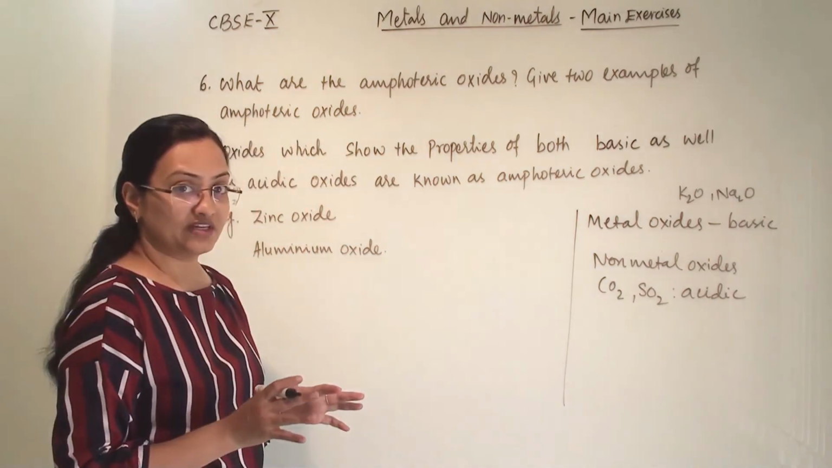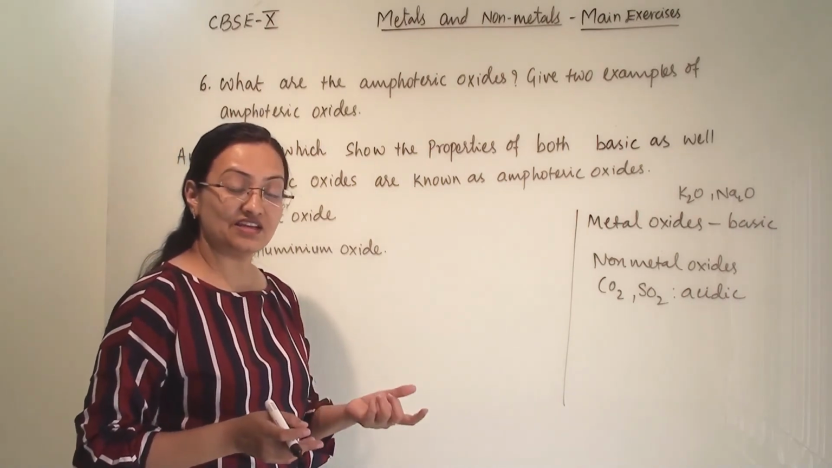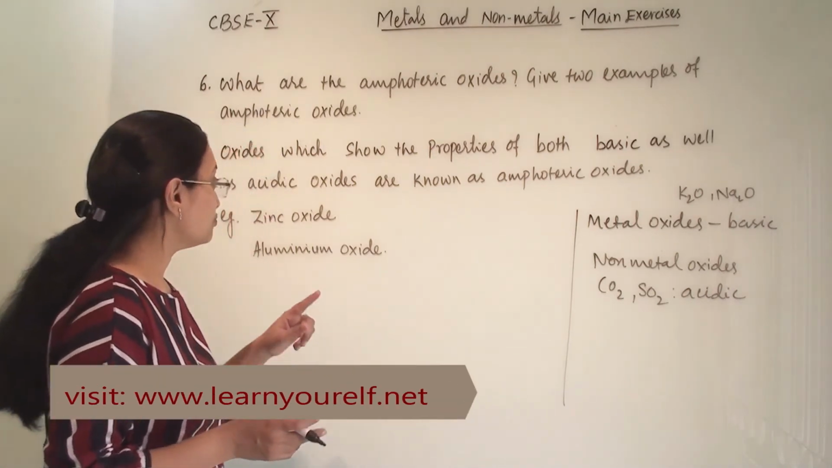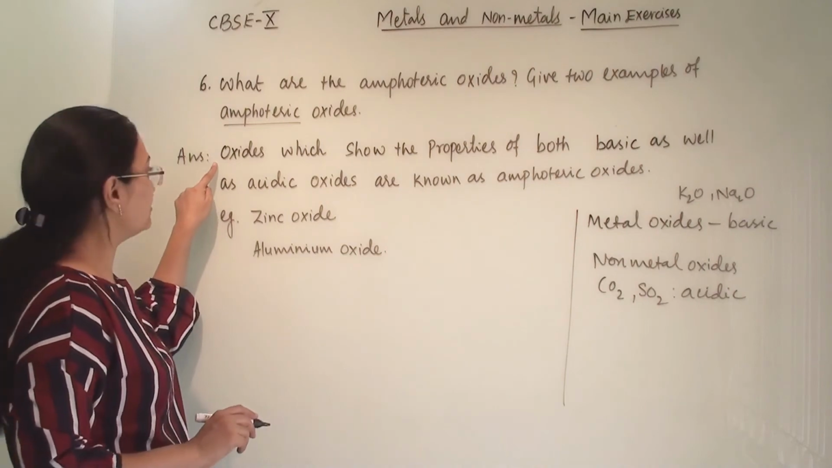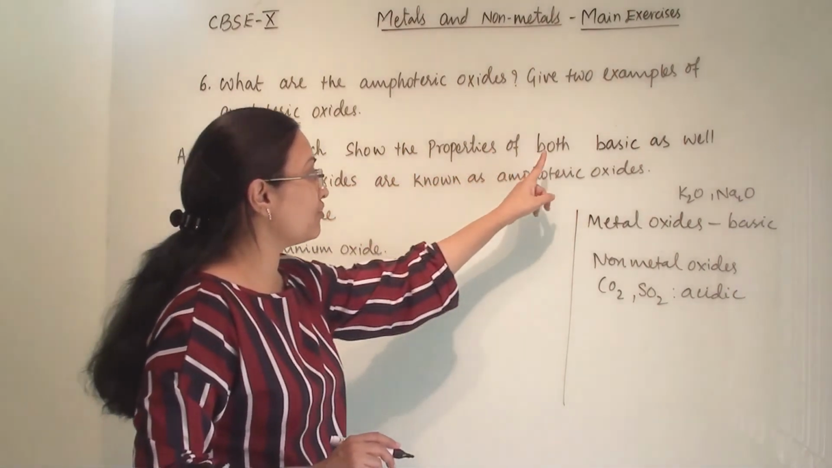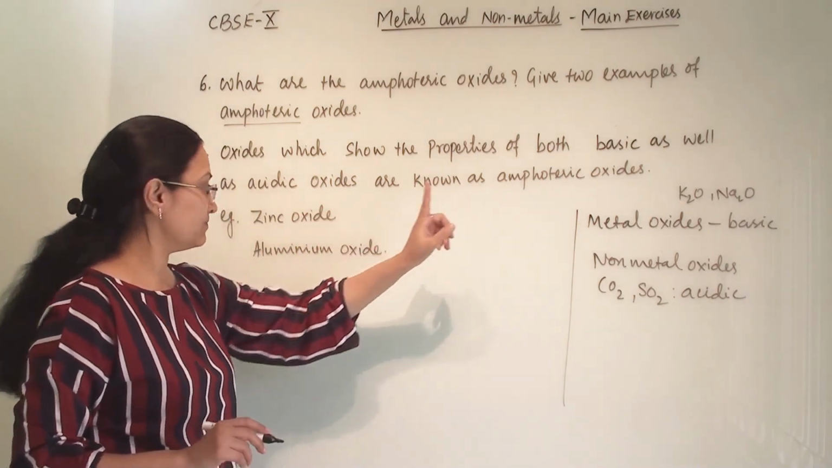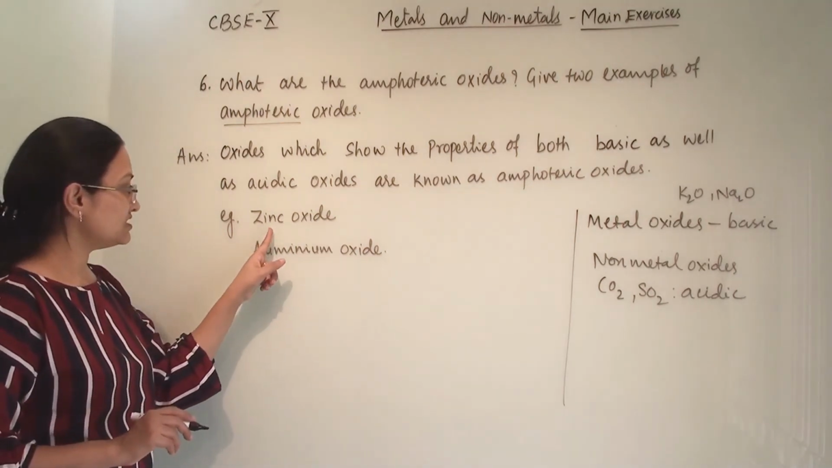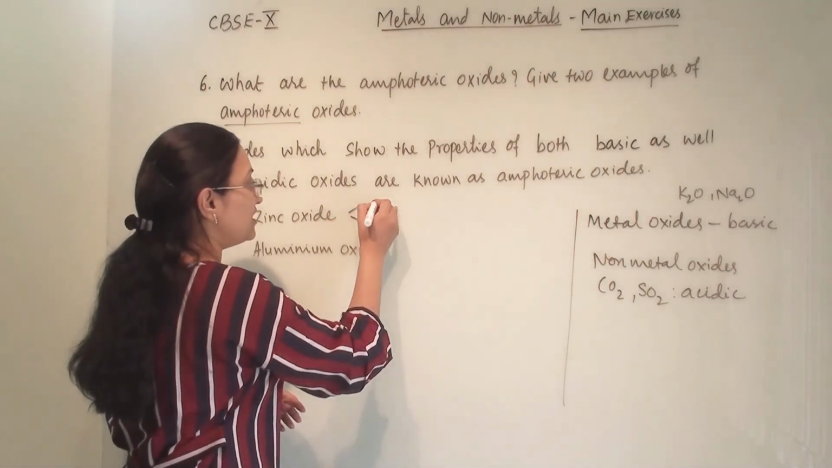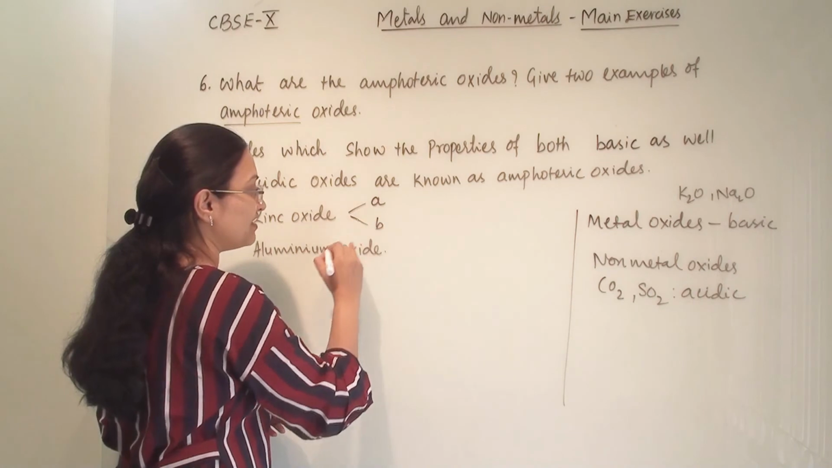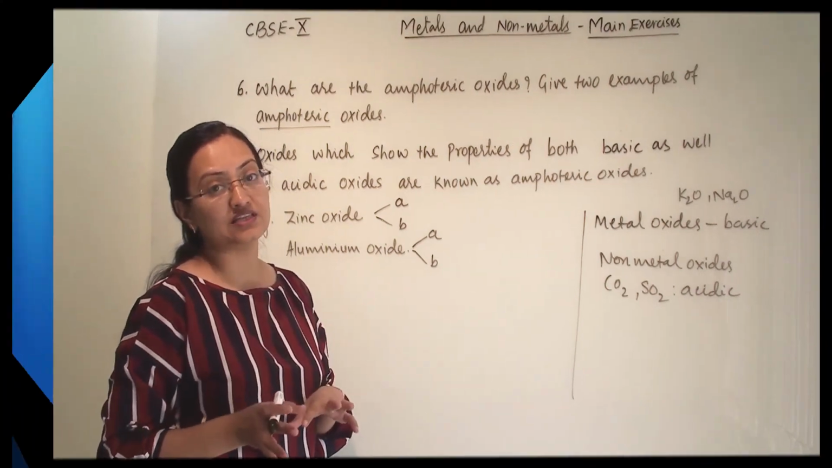But some of the oxides show properties of acid as well as base. They are acidic in nature as well as basic in nature. Those kinds of oxides are known as amphoteric oxides. So what is the definition? Oxides which show the properties of both basic as well as acidic oxides are known as amphoteric oxides. What are examples of those oxides? Zinc oxide and aluminium oxide are amphoteric oxides. That means they behave as acidic and also as basic. So both are showing the character of acidic as well as basic.